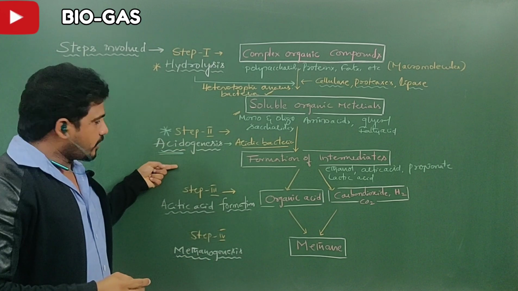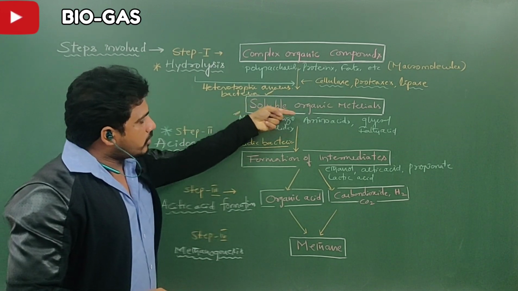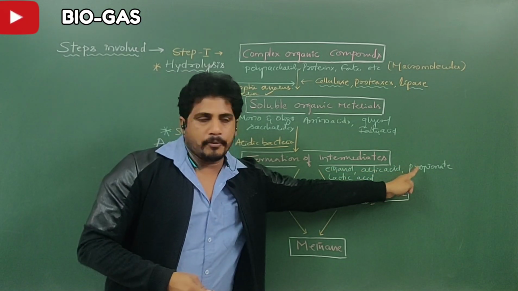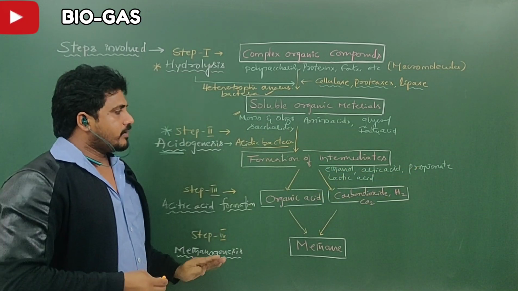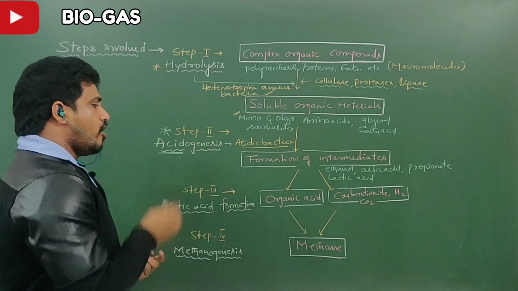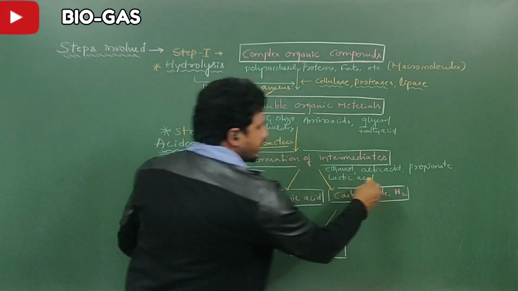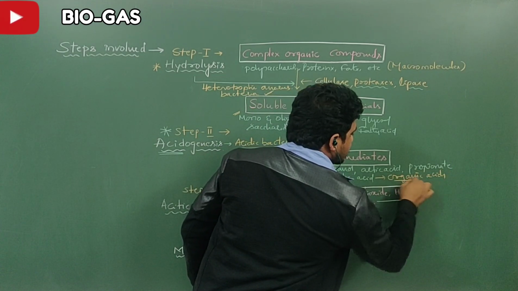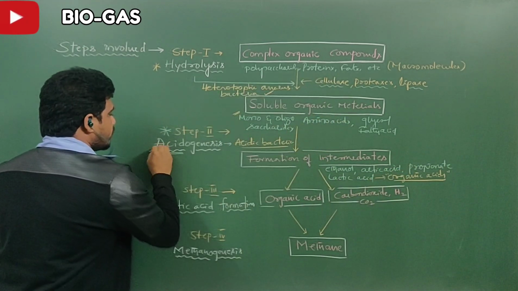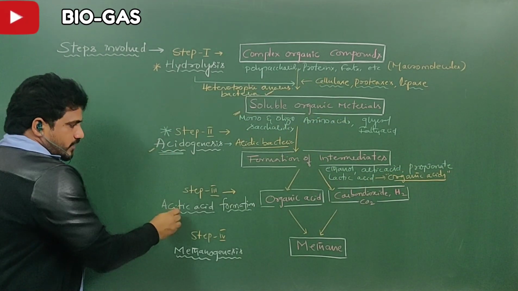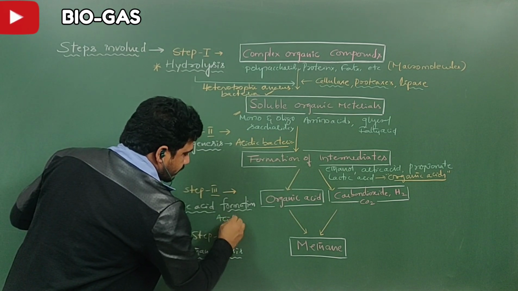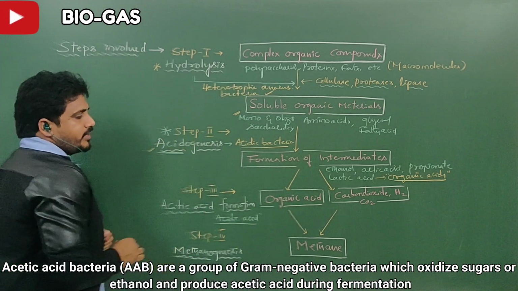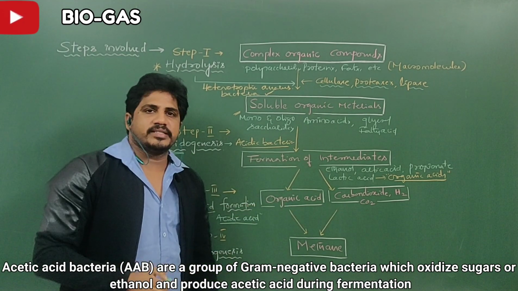Because of this heterotrophic bacteria, soluble organic materials are forming acids. Acids like ethanol, acetic acid, propionic acid, lactic acid, etc. So when the intermediates have settled, mainly all these are organic acids. Organic acids are formed as the result of the second step. In step 3, acetic acid producing bacteria act, and the main organic acid in step 3 is acetic acid.